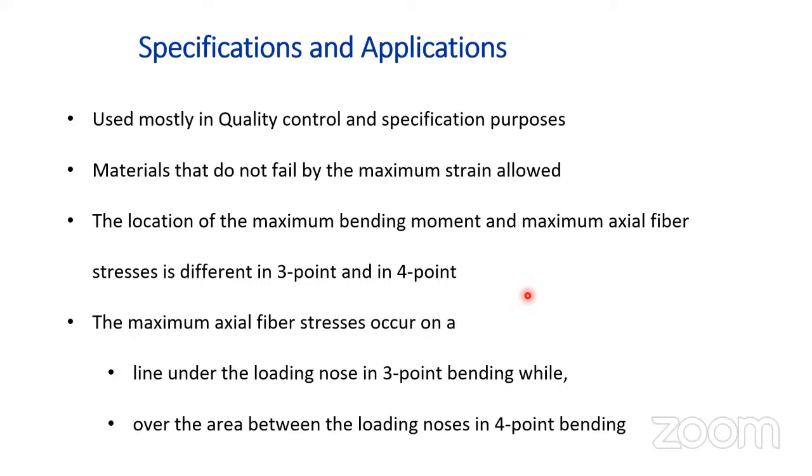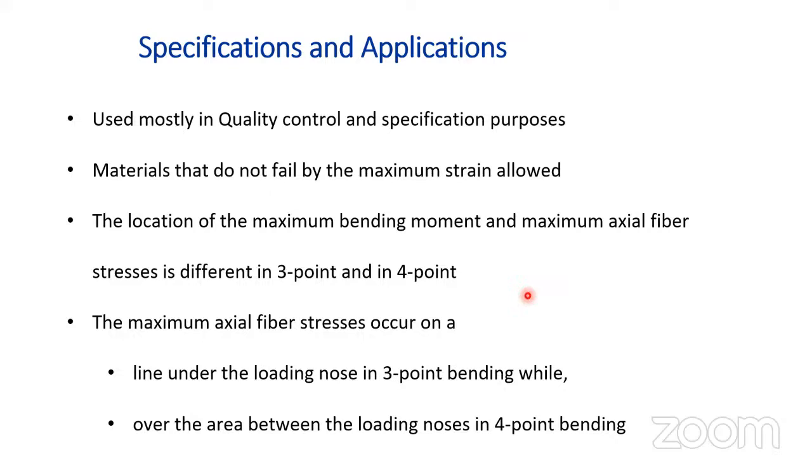Then the location of the maximum bending moment and maximum axial fiber stresses is different in 3-point and 4-point bending. Obviously, because if you are using these two methods for the same sample, then the bending moment and maximum axial fiber stress are different for both the testing methods. The maximum axial fiber stress occurs on a line under the loading nose in 3-point bending.